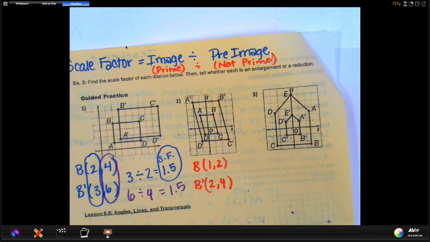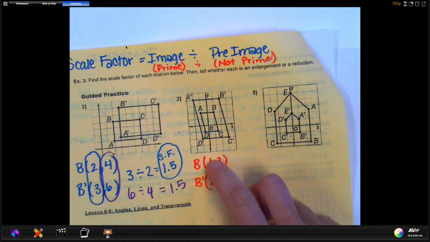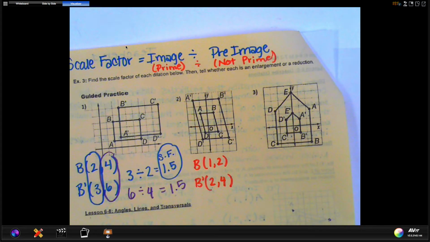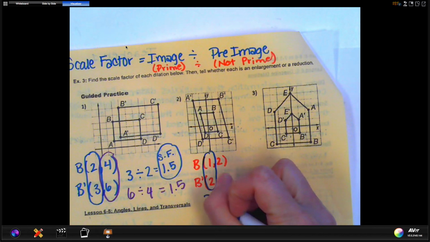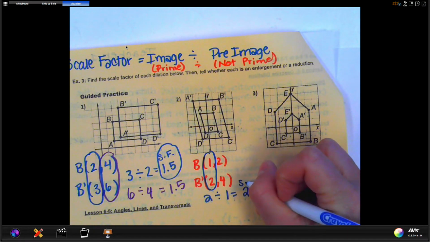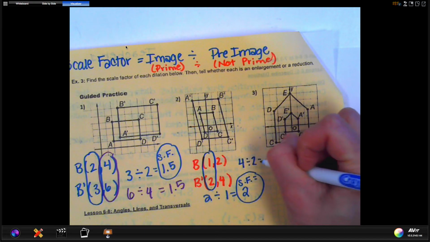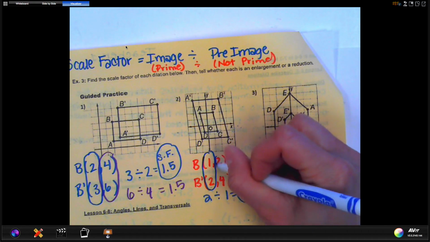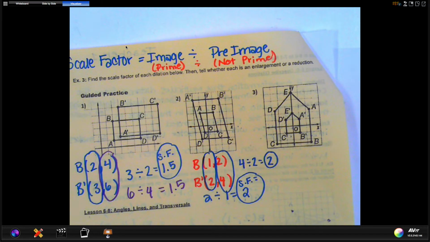Okay, and again, we want to do our prime divided by our not prime, or our image divided by our pre-image. So in this case, if I choose the x coordinate, I would do 2 divided by 1, and I would find out that my scale factor is 2. If I had done my y coordinate, 4 divided by 2, I still would get 2. Okay? And so that's how we find scale factor. You try number 3 and see if you can get it on your own.